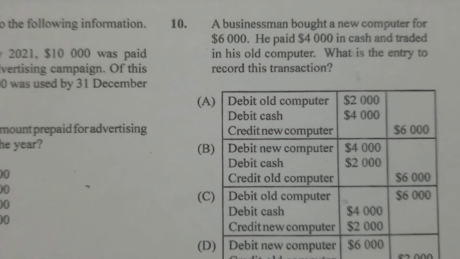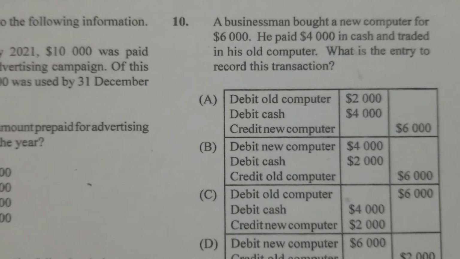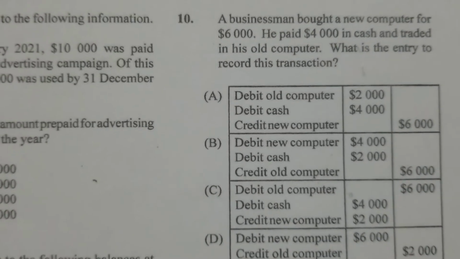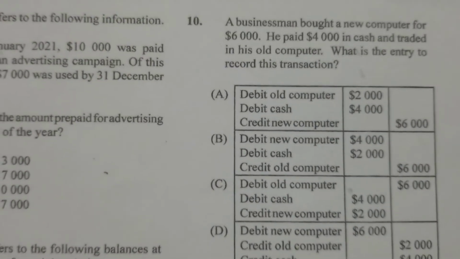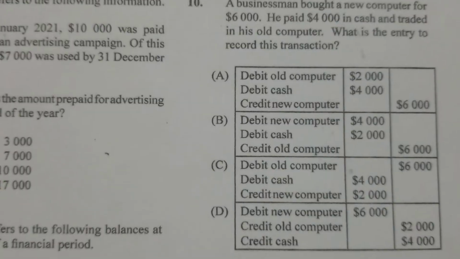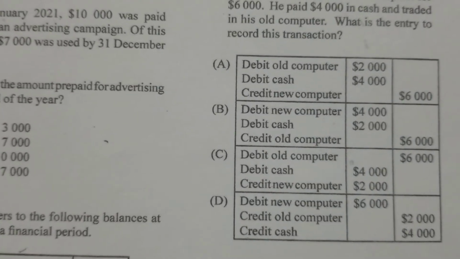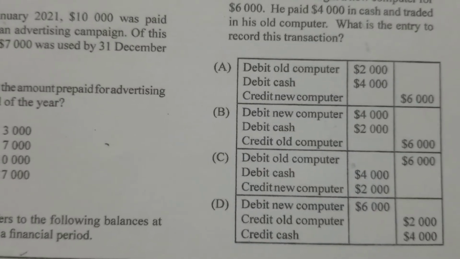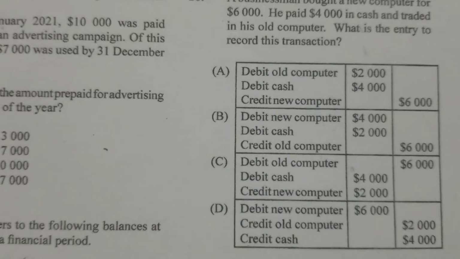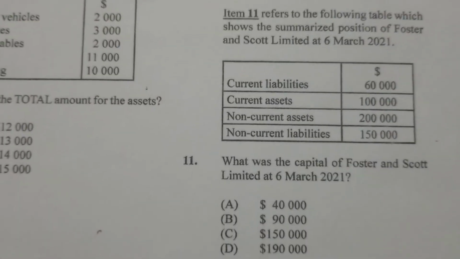So we are receiving the new computer, so we must debit that account. The new computer must be debited with $6,000. All right, so D will be the most appropriate answer. We debit new computer with $6,000, and we credit old computer for $2,000, and we credit the cash for $4,000. That would be the appropriate response.